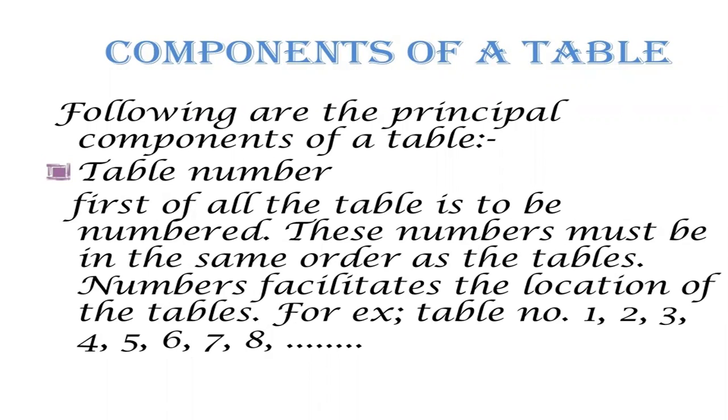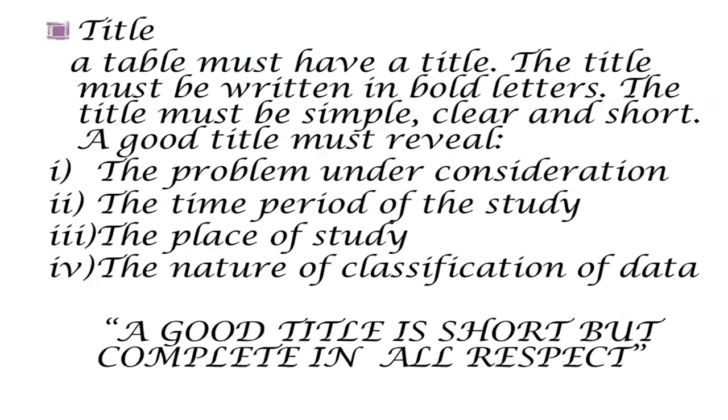These numbers must be in order, as table numbers facilitate location of the table, for example table number 1, table number 2, table number 3, and so on. Then we have to give a suitable title according to the data that we have collected. The table must have a title. The title must be written in bold letters. The title must be simple, clear, and short. A good title must reveal the problem under consideration, the time period of the study, the space of study, and the nature of classification of data. A good title is short but competent in these respects.